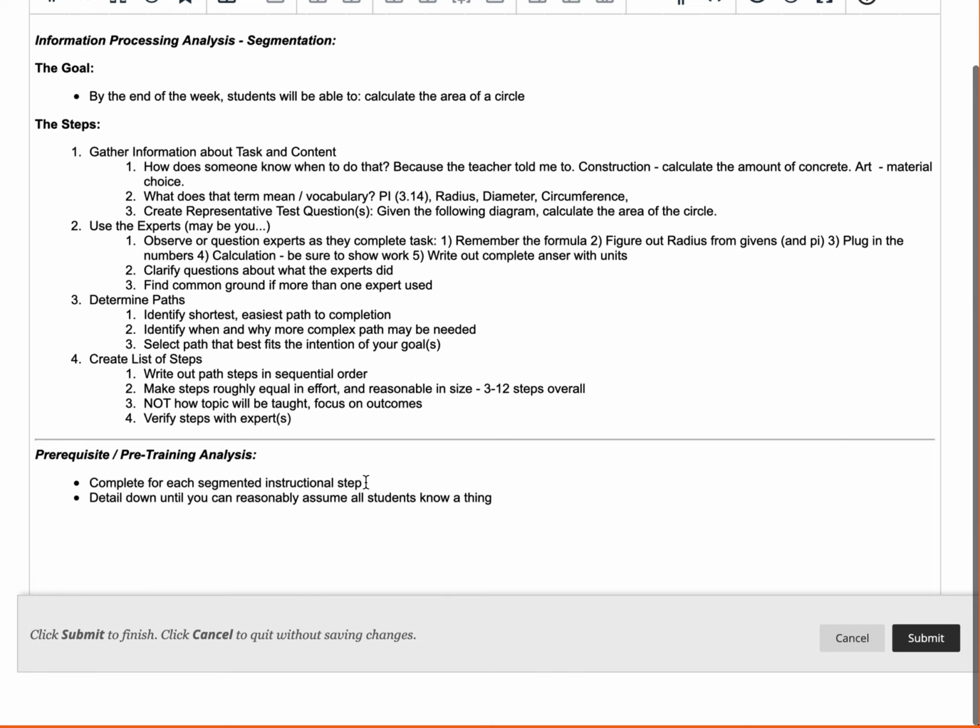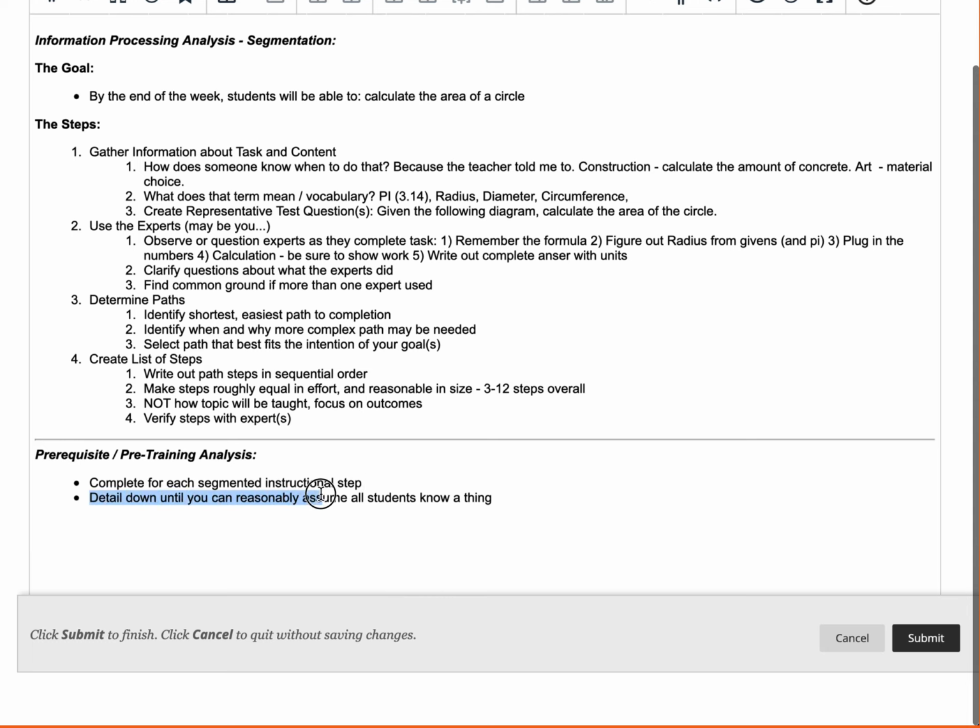So you might find yourself having to go back and add steps in if you realize, oh, we've never really talked about the order of operations. This is the first time they've had to do this. So you might have to insert a whole sub step in that's like, teach them the order of operations or something like that.